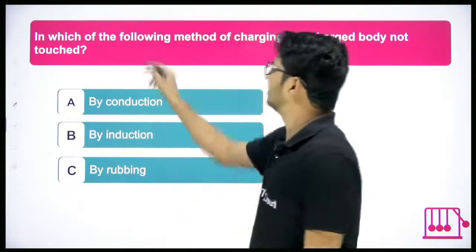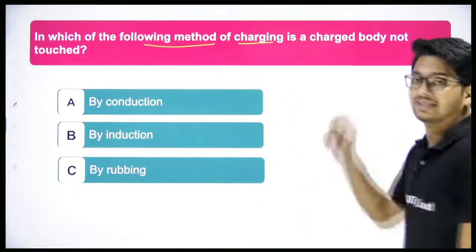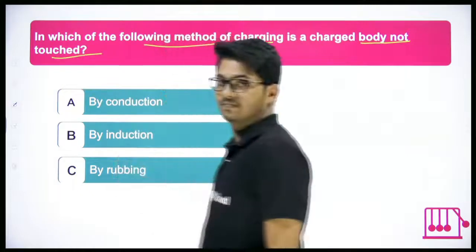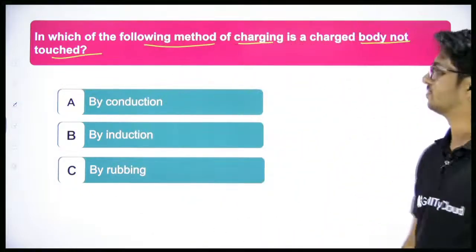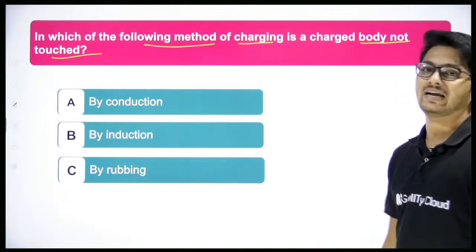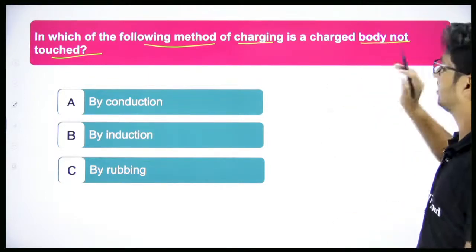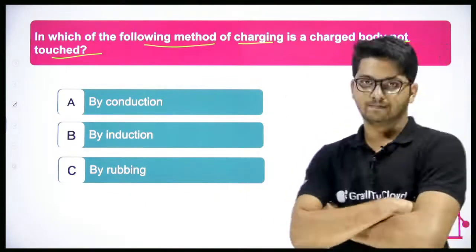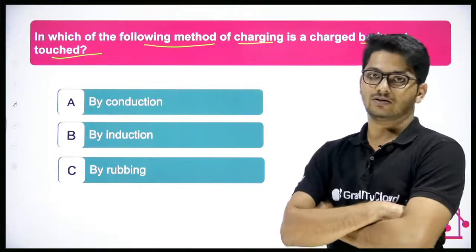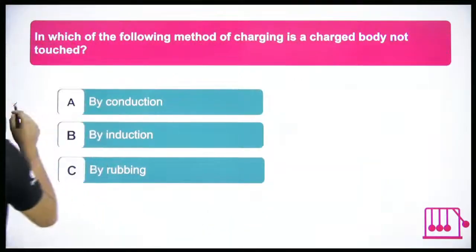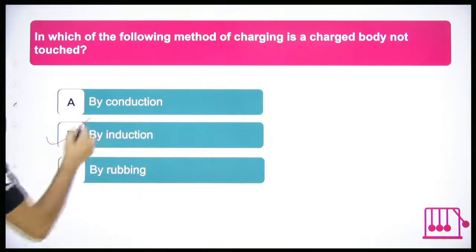The first question is: in which of the following methods of charging is a charged body not touched? A, by conduction; B, by induction; or C, by rubbing. What do you think? Which method? The answer is by induction.